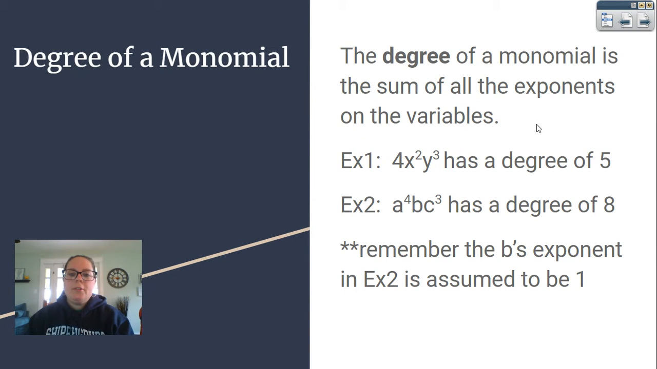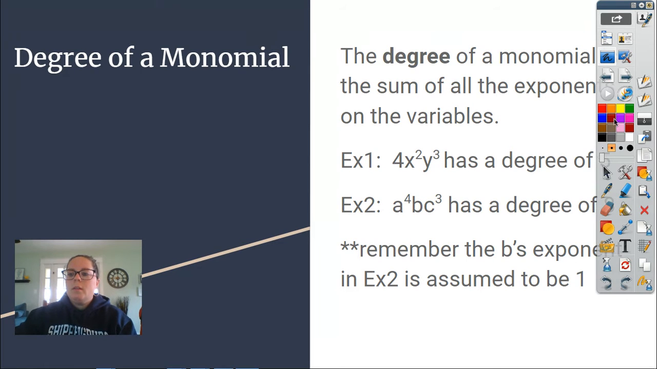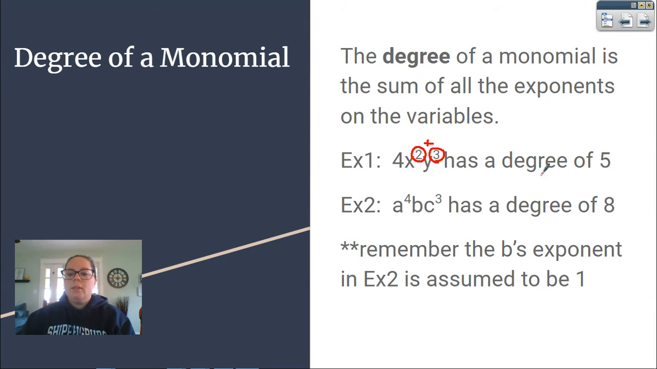The first vocabulary term I'd like to talk about is the degree of a monomial. It's pretty simply put that it's just the sum of all of the exponents of the variables. And we know that sum means to add. So in example 1, we are looking at the exponents of all the variables. The exponent of the variable x is a 2, and the exponent of the variable y is a 3. And so all I do is sum or add those up, and that gets me 5. So I would say that the degree of this monomial is 5.